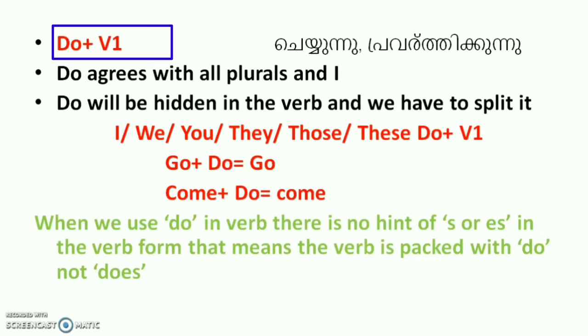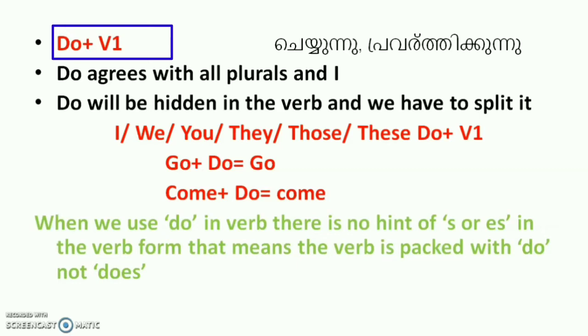That means I, we, you, they, those are used along with these verbs. Go plus do is go in the sentence. That means come plus do is come there. That means in these kinds of sentences, if subjects are plural or I, and if you see this kind of sentence, there is a do hidden in the verb. That you have to remember.